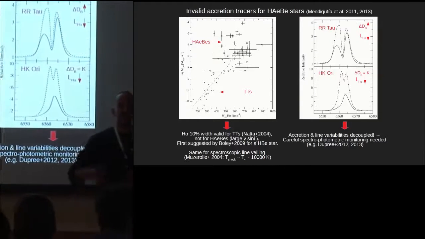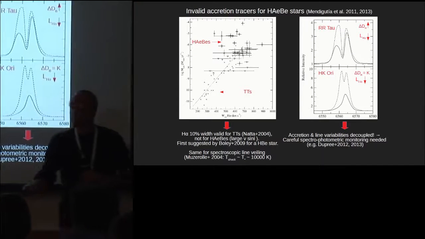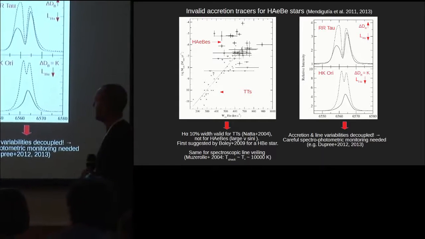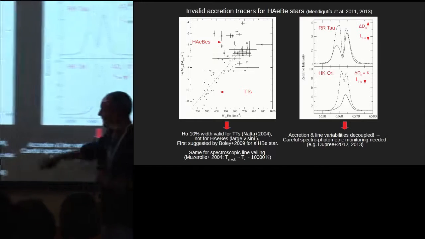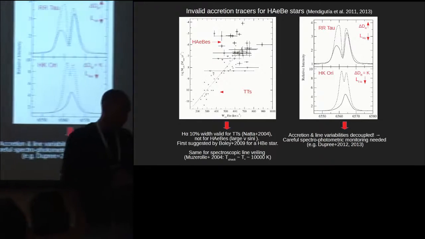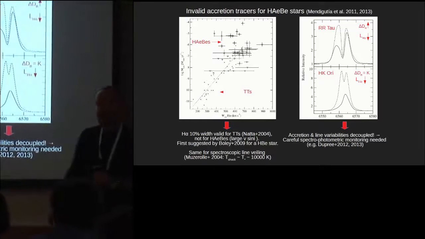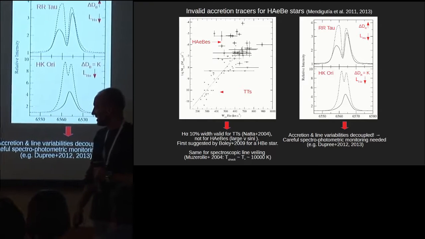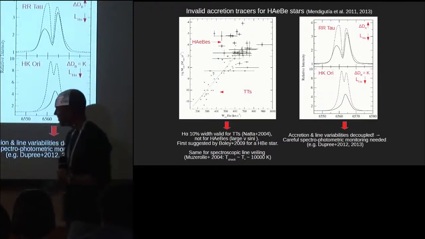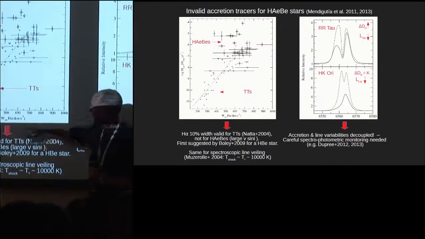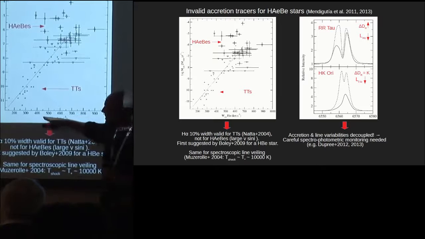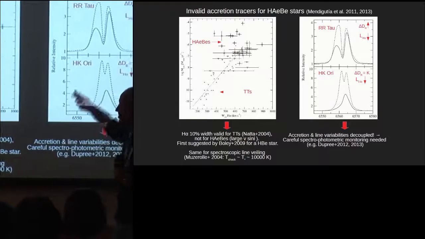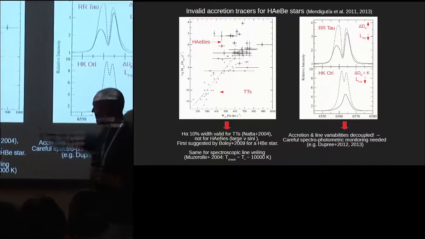I'm talking about how to measure accretion rates in Herbig Ae stars, so I would like to mention also how to not measure accretion rates in these objects. The first one is this parameter, the width of the H-alpha line at 10% maximum intensity. This is a very common parameter that has been used in T Tauri stars. Natta et al. demonstrated that there is a correlation between the width of the H-alpha line and the mass accretion rate, but when we put the Herbig Ae stars, the correlation breaks.